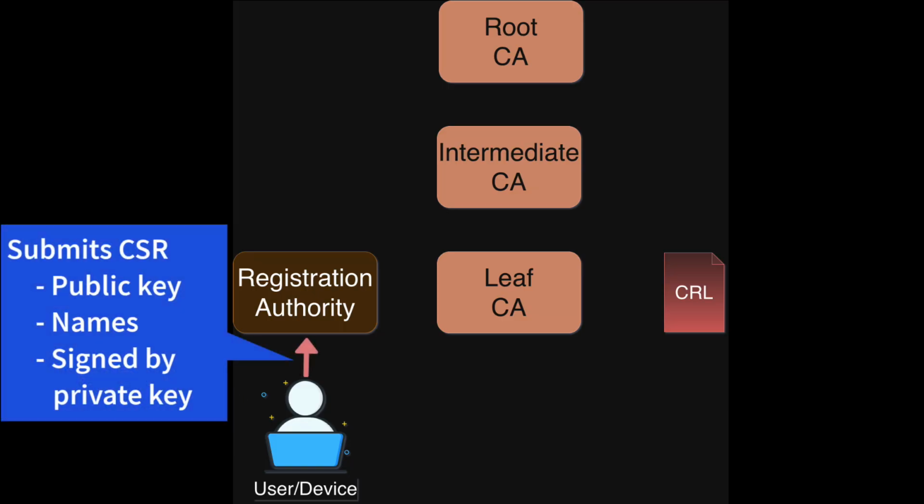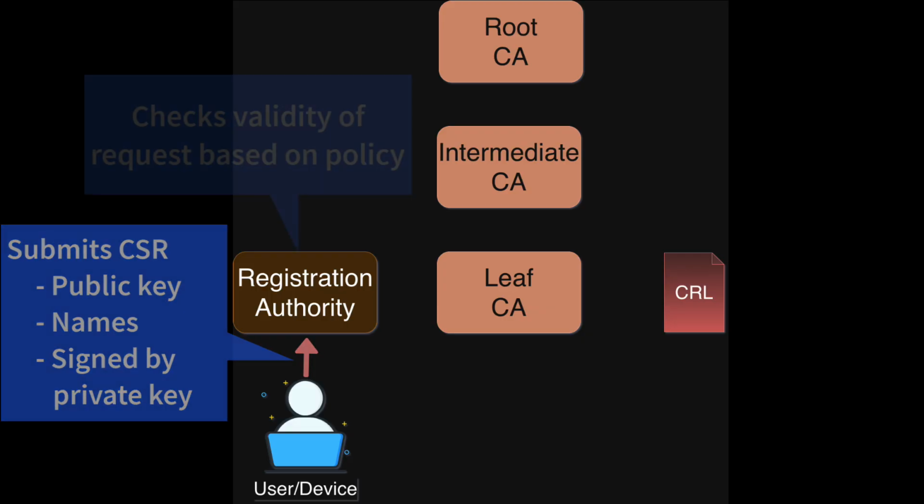Step 2. The device creates a CSR, a certificate signing request. The CSR includes the public key and the names you want in the certificate, like a DNS name, and it's signed by the private key to prove the requester actually holds that private key.